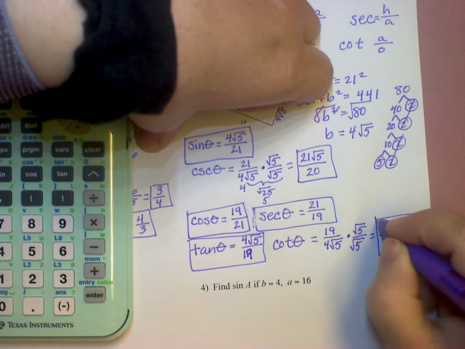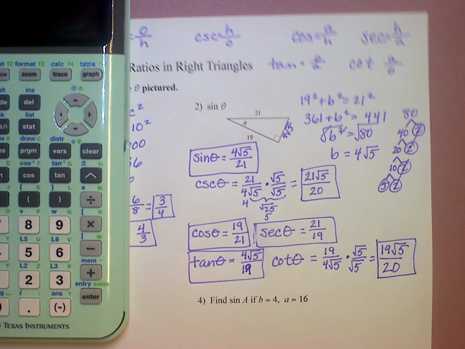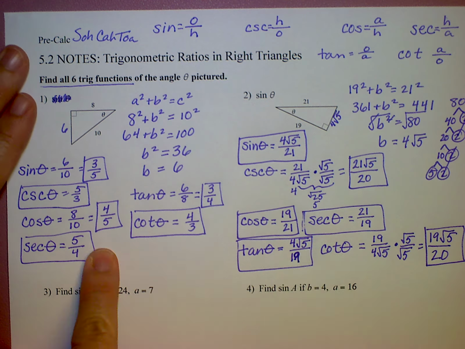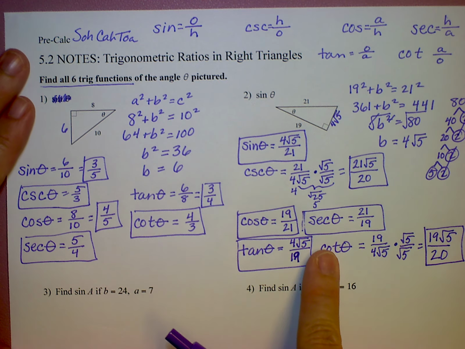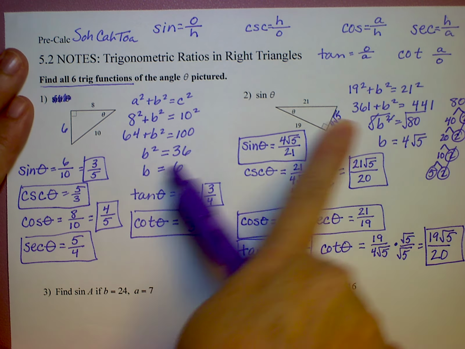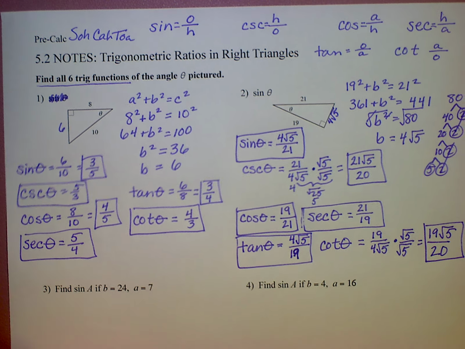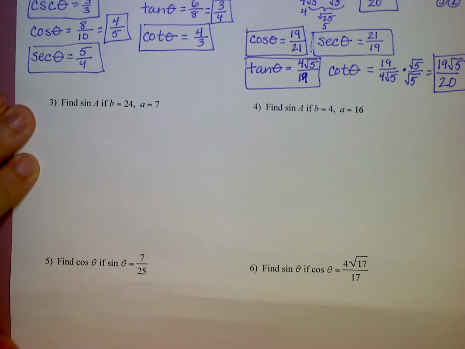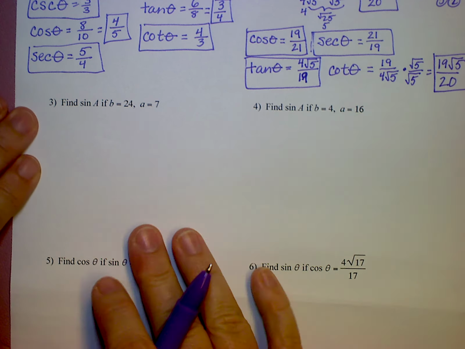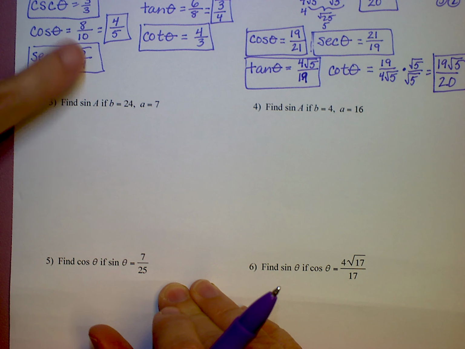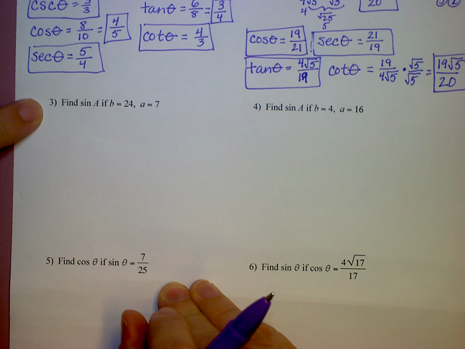Nope. Okay. So I tried to give you an example of a clean one and a messier one. This is as bad as it would get right here. Not too bad? Okay. 3 and 4 are literally the exact same problems. I just don't give you a diagram. So it's important that you know how to make a diagram from the information I give you.